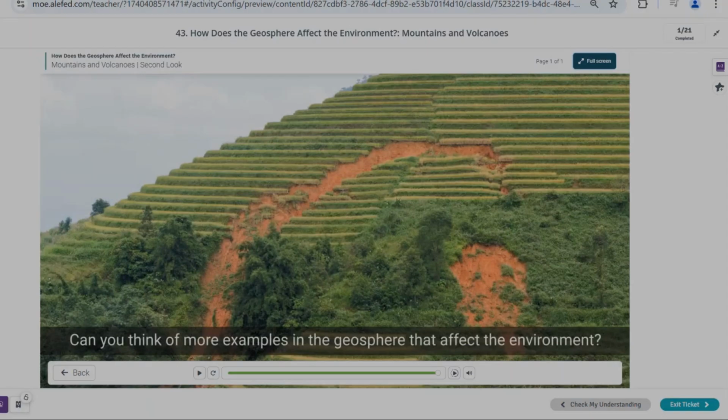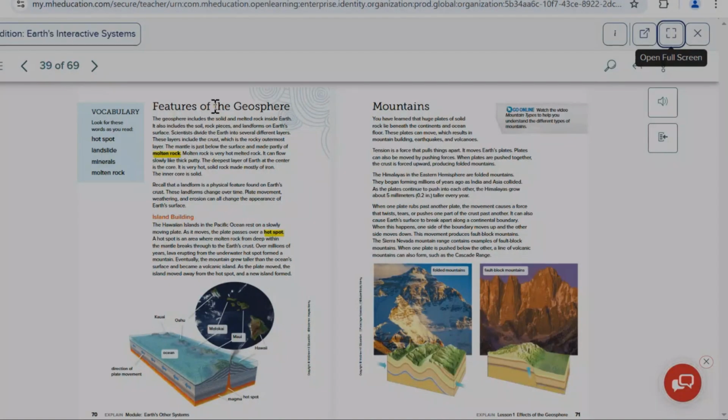Okay, so that was the geosphere. And in your book, you can see what the geosphere is, which part is the crust, the mantle, the inner core, the outer core, the molten rock like the mantle, and how you get mountains: folded mountains and fold block mountains. Remember, folded mountains, two plates hit each other.